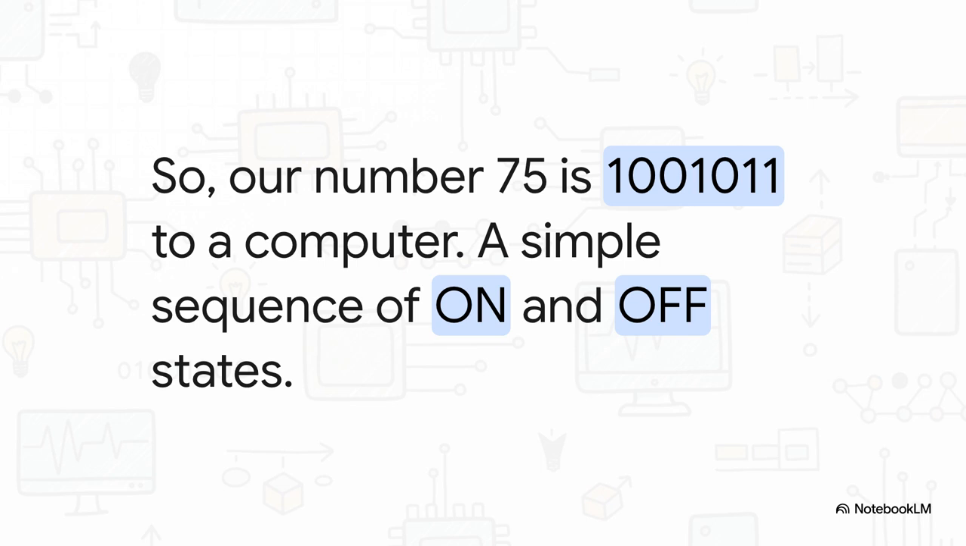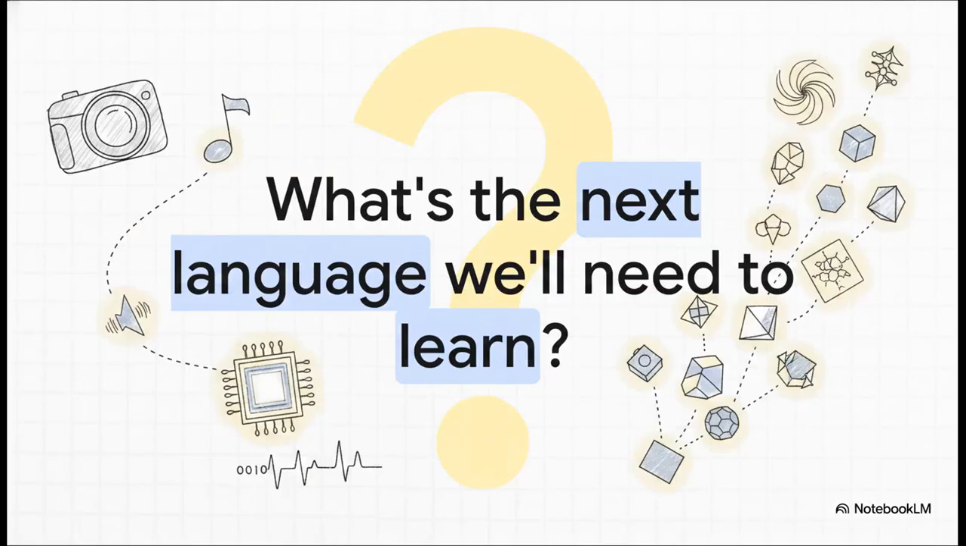The number 75 to a computer is actually 1010111. It's not one thing. It's a sequence of 7 tiny switches being flipped. On, off, on, on. That's it. That's the language. Just think about that for a second.